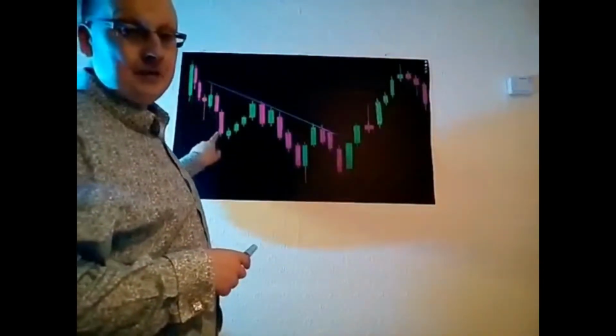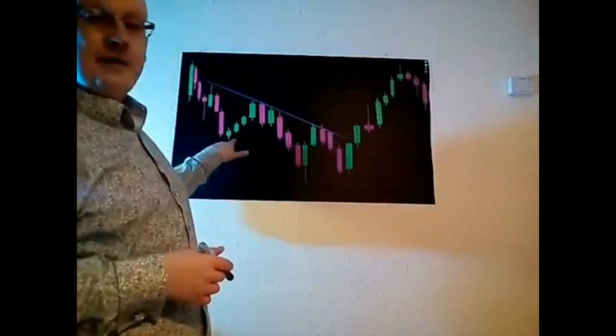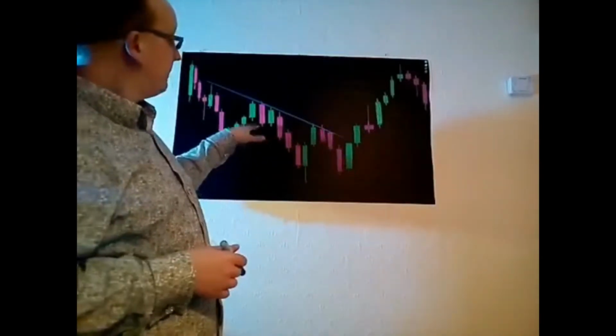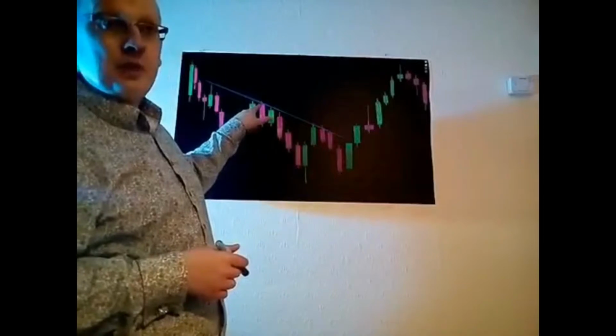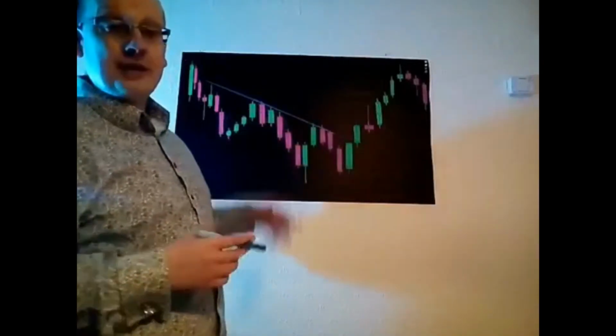Candles carry on going south, you get to this point, and then you have a quick uptrend. But it comes back and hits your support line. So that support line is telling you to stay in the trend.